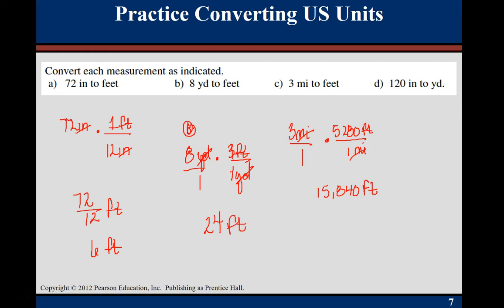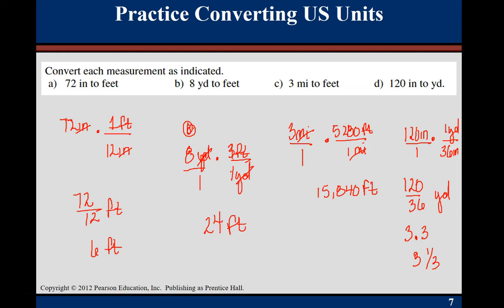Finally, for D, I'm going to go inches to yards. I'm a little out of space here, but there are 36 inches in 1 yard, and so I'll have 120 over 36, and after I'm done dividing, I'll know how many yards that is. 120 divided by 36 is 3.3 repeating, I can say 3.3 repeating, or I can say 3 1/3.